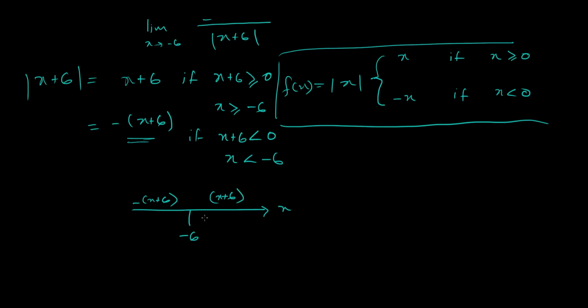Now we're going to evaluate the limit from the right hand side and from the left hand side separately, and then we are going to compare those values. If they are the same, the limit exists, and whatever value comes out is the limit. If the limits are different, then the limit does not exist.